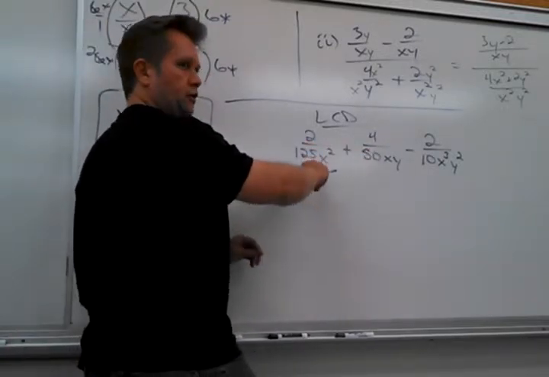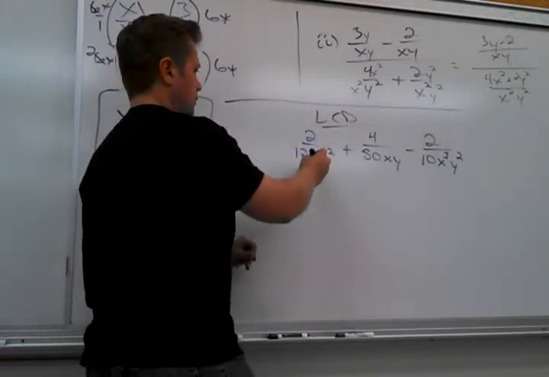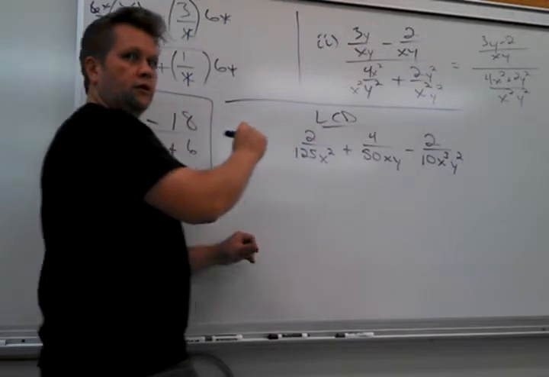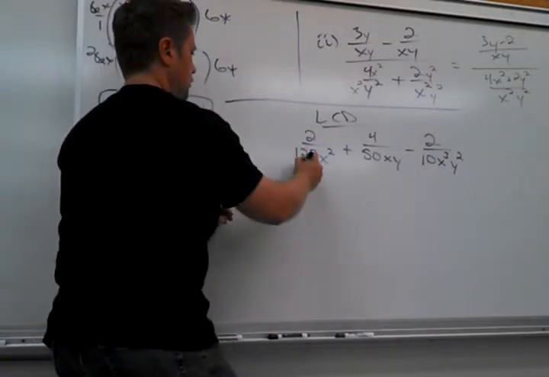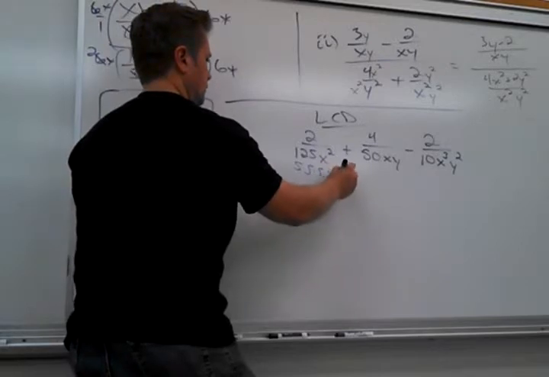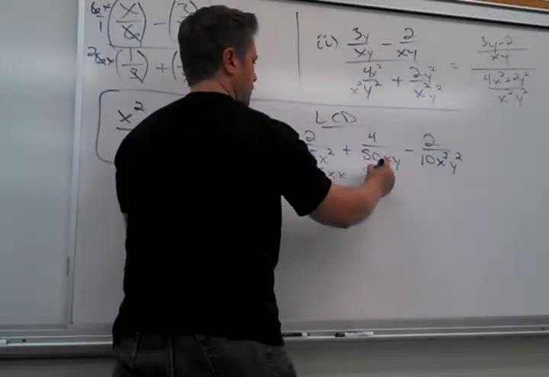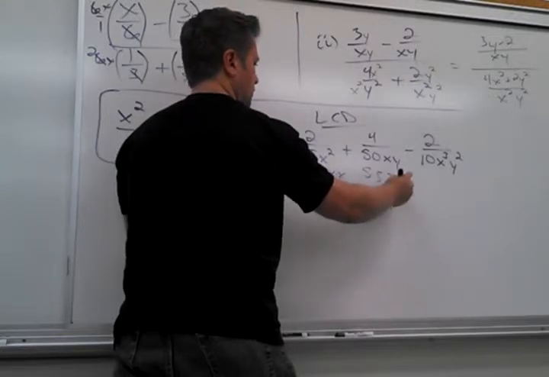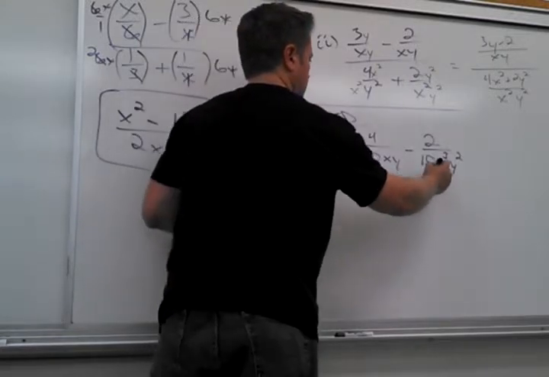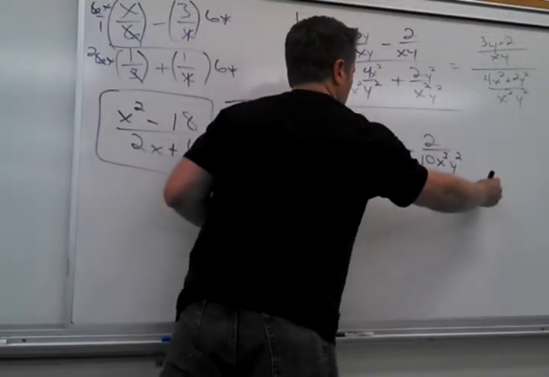I break everything up. 125, does anybody know what that is if you break it all the way up? Yeah, it's 3 5s. We have to know that for cubes. So this is 5 times 5 times 5, and a couple of x's. This is 5 times 5 times 2, x, y. And this is 5 times 2 with x, x, x, y, y.